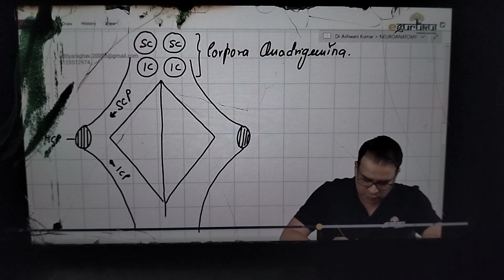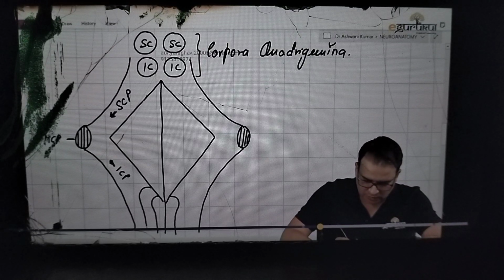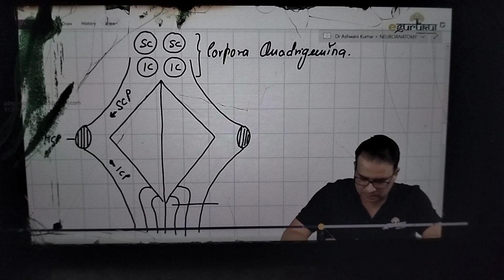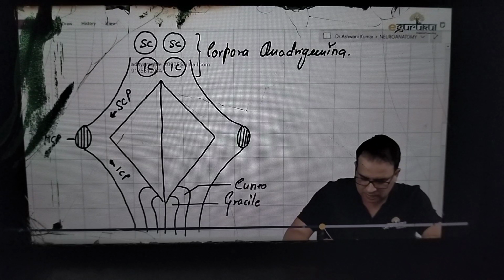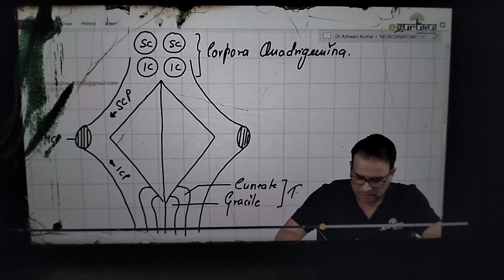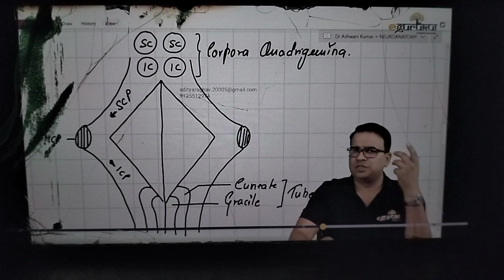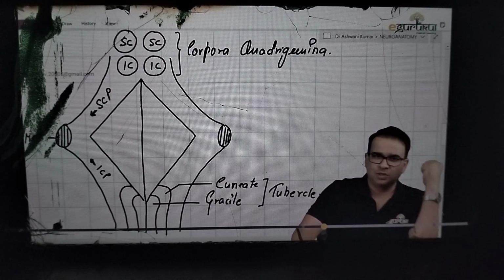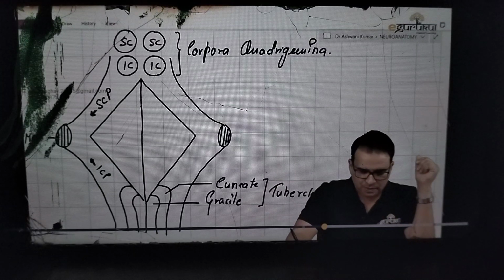And then we also said, close to the midline, you will see the gracile tubercle and cuneate tubercle also contributing to the boundary. The tubercles are there because of the nucleus present deep to them. Nucleus gracilis and nucleus cuneatus are present deep to them, so that's why we call them gracile and cuneate tubercles. So that's the boundary.